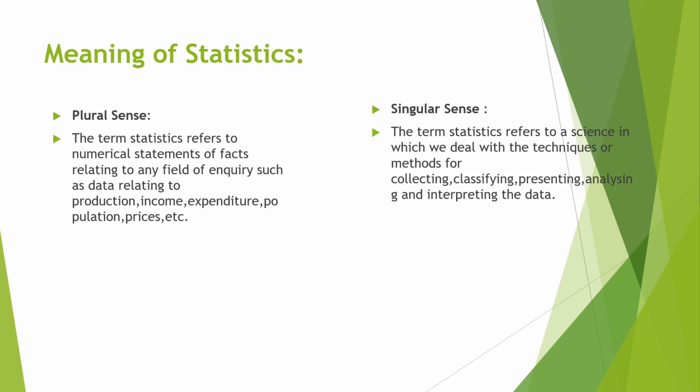In this, we have 5 steps starting from collection of data and ending with interpreting the data. The first step is collection of data. After collecting the data, the next step is to classify the collected data. The third step is to present the classified data. Next is to analyze them, and last is the interpretation, which is drawing the conclusion or results from all those steps.